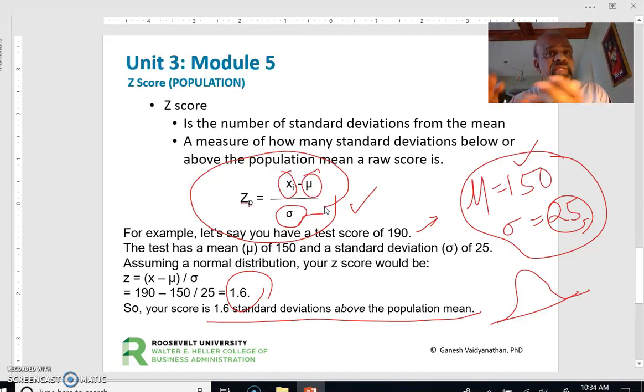That's how the percentiles are also calculated. So the z-score basically tells you how good you are or how bad you are compared to the people who have taken that similar test or the same test. Okay, that's what the z-score gives you.